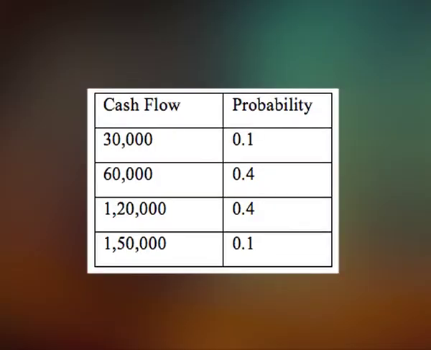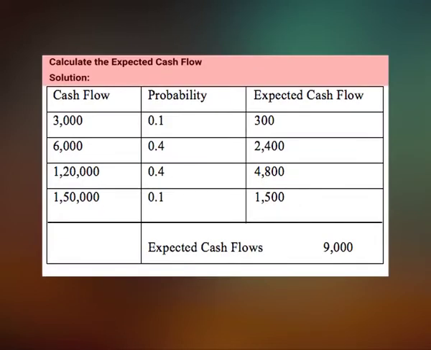Now, we will see one illustration on this. Beta Limited is considering starting a new project for which it has gathered the following data. We are given the data in the form of a table: cash flow and probabilities. Cash flows are 30,000, 60,000, 1,20,000, 1,50,000. The probabilities given are 0.1, 0.4, 0.4, 0.1. We have to calculate the expected cash flow. Now, we will see the solution.